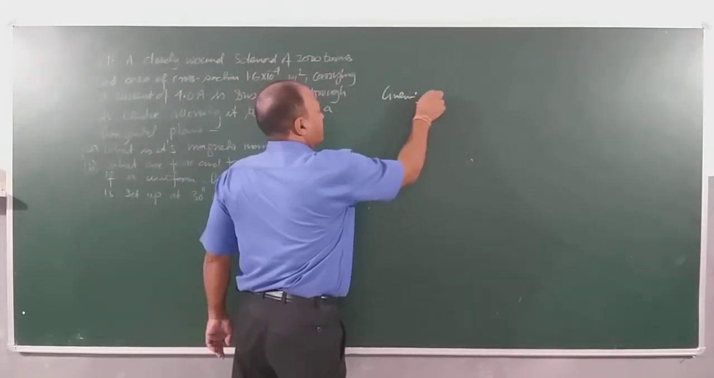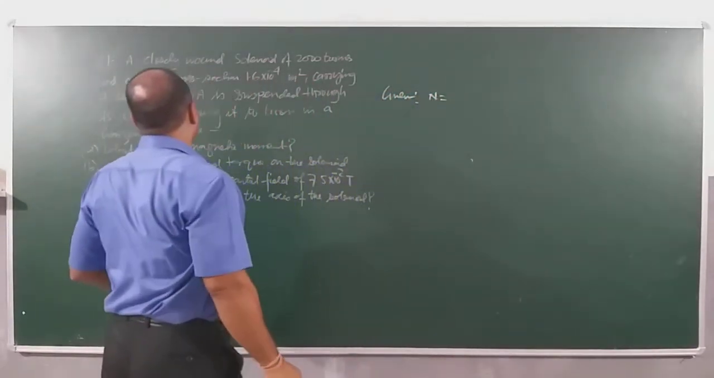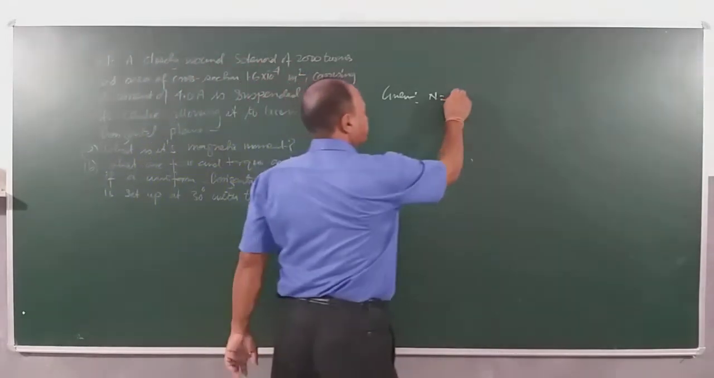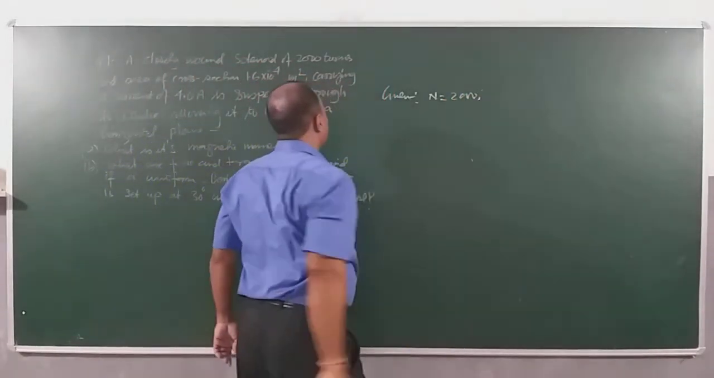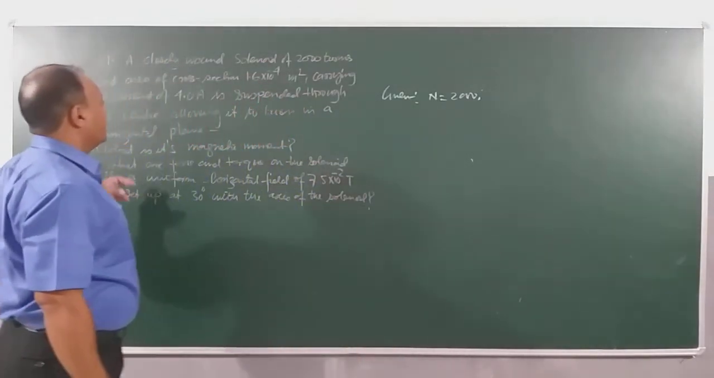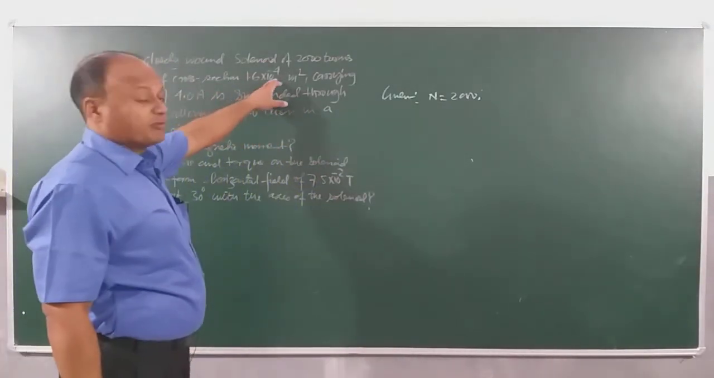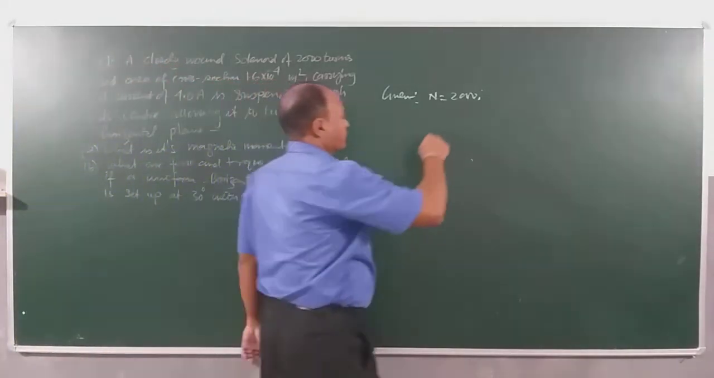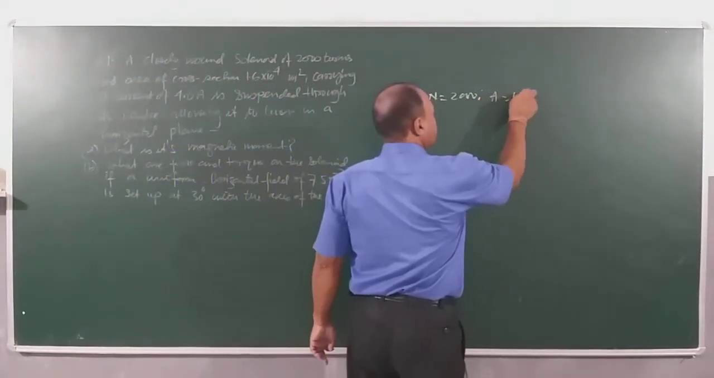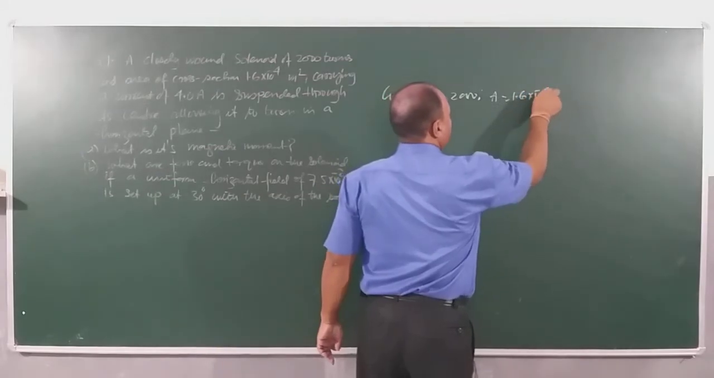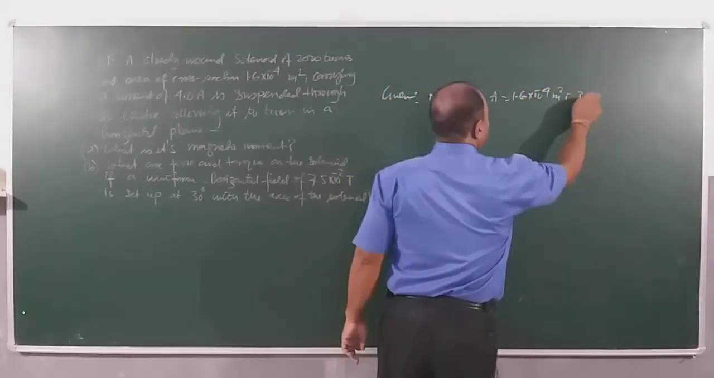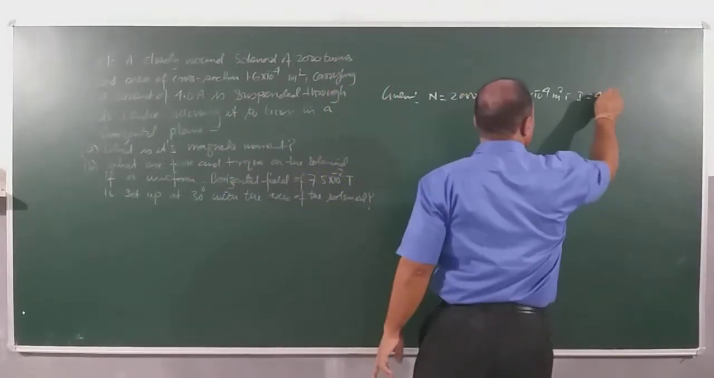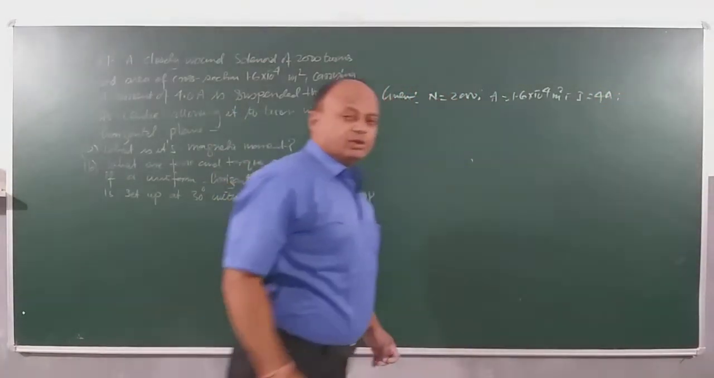Given is number of turns. How much is that? 2000 turns. Then what else is given? Area 1.6 into 10 minus 4 and current is how much? 4 ampere. So we have area is 1.6 into 10 to the power minus 4 meter square and current I is how much? How many ampere, children? 4 ampere. So it's a very easy question.